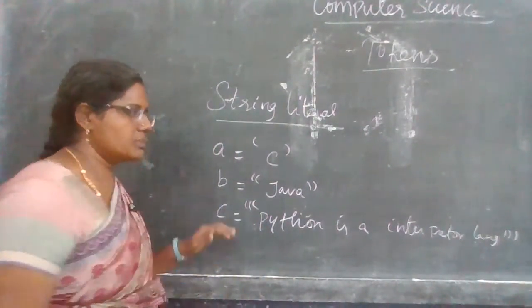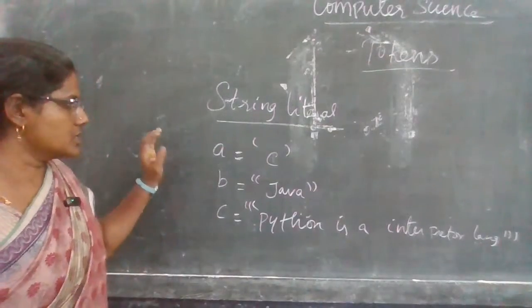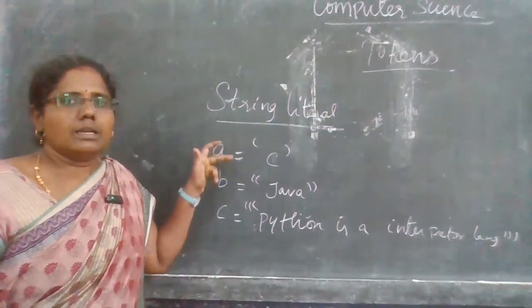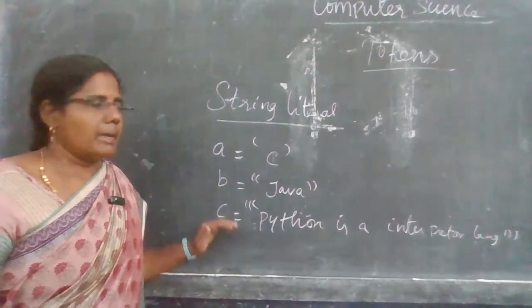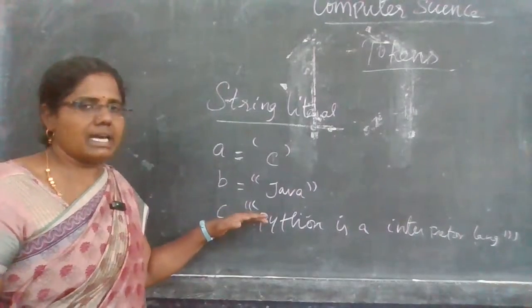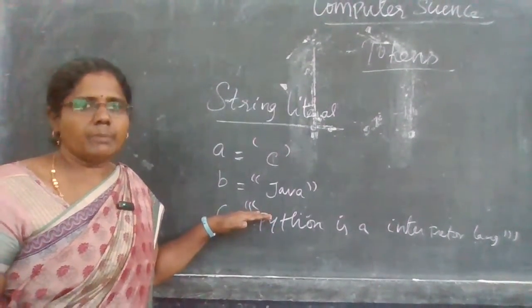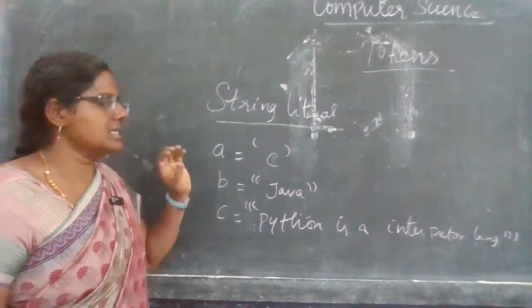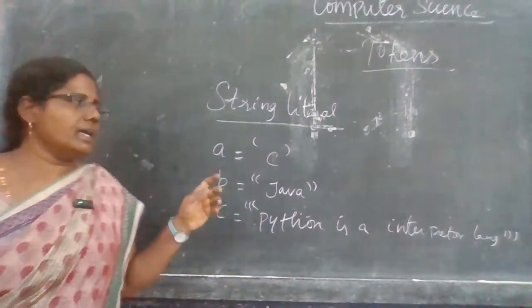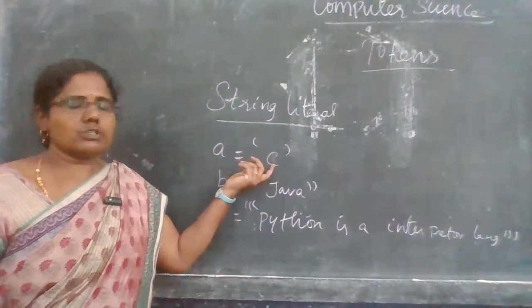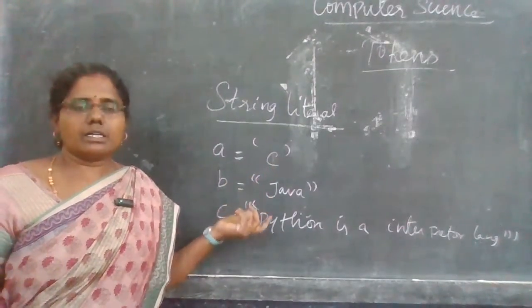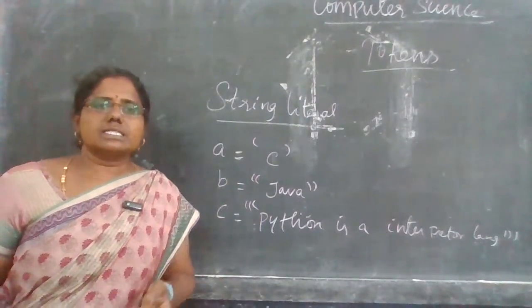Triple quotes also represent a string. So strings are represented by single, double or triple quotes. Multi-line comments are represented by triple quotes. Okay. So string literals mean a sequence of characters enclosed by single, double or triple quotes is considered a string literal.